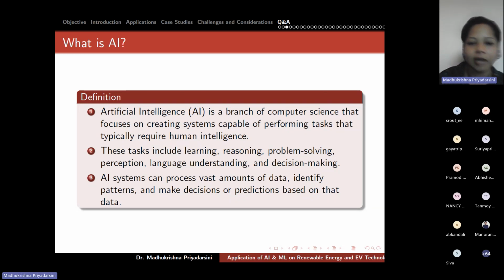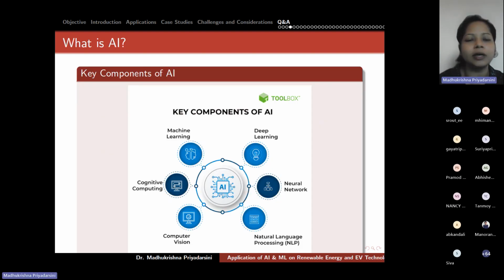So problem solving is there, perception is there, language understanding like natural language processing. There are billions of human languages, and how you interpret them into a machine, and the machine provides feedback for that, that is language understanding. And for decision making we have seen the example already. So these come under the AI field.